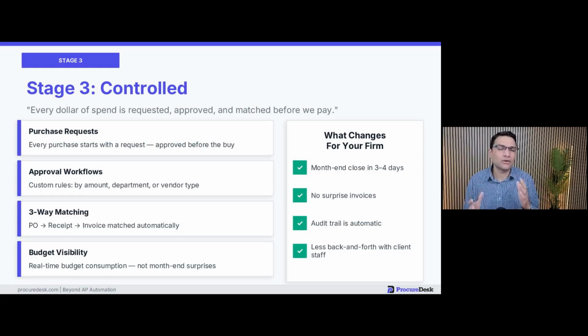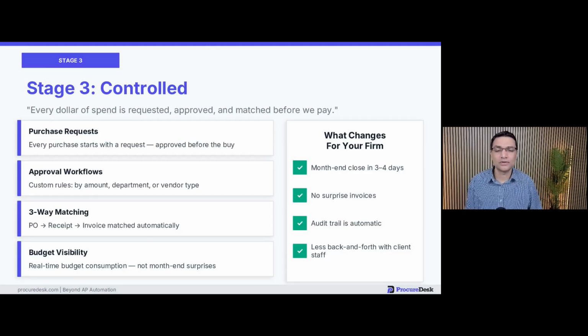Now, again, this also depends upon the nature of the organization, right? So if you are, let's say, a software company, you're probably not creating purchase orders for everything. You might just have invoices and credit cards showing up. But if you are in construction or logistics, this entire process end to end becomes very important from a control standpoint. So, what changes for you as a firm? You see month end closing in 3 to 4 days, no surprise invoices, and compliance is automated. So if you're supporting your client for compliance, this makes everything easy because now everything is in the system, right?